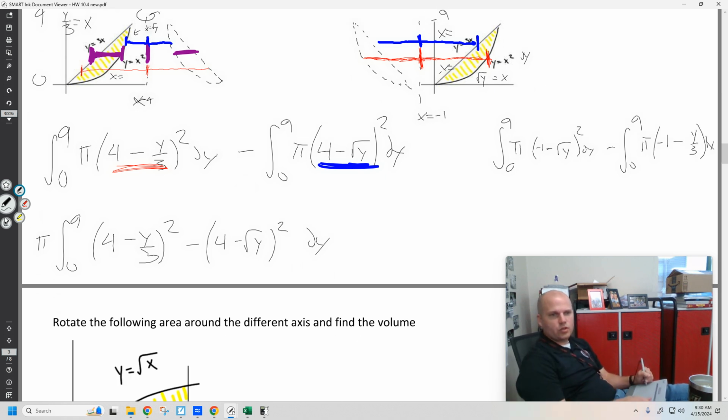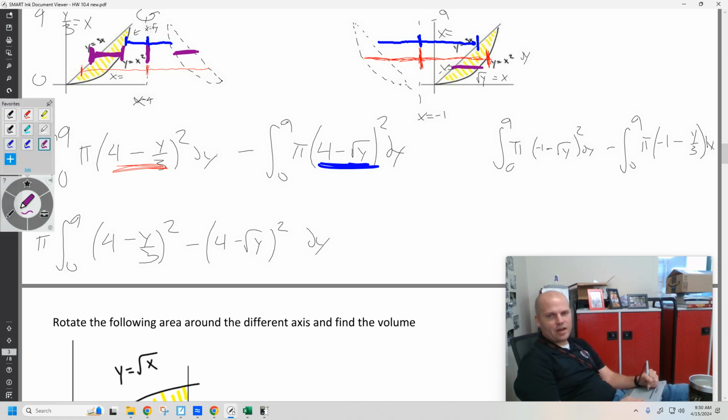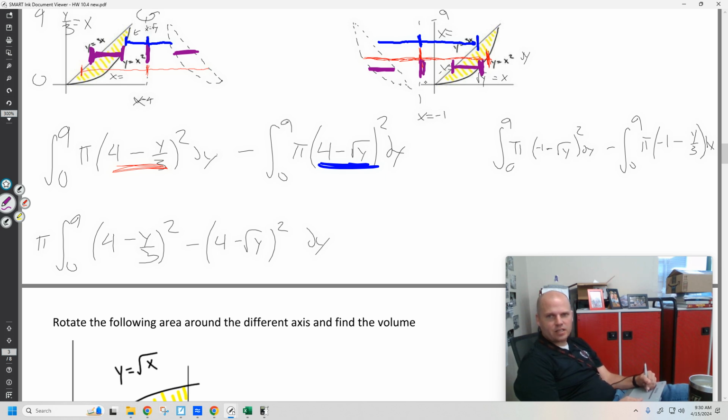If you want to do the washer approach, it's not a right minus left squared. It's an outside radius squared minus an inside radius squared. You've got to see the outer radius. There's my outer radius. There's my inner radius. Maybe that works.